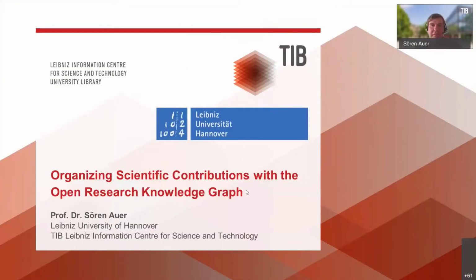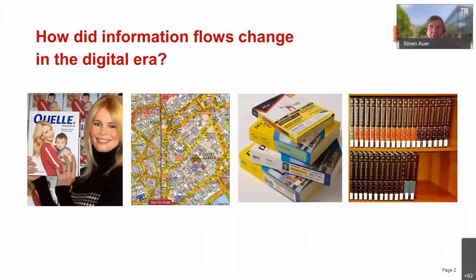So I would like to introduce a bit to you why we are working on the Open Research Knowledge Graph and why this is so important to contribute. If we look at how information flows changed in different areas, you see some examples. On the left, you have mail order catalogs, 20, 30 years ago. This was extremely popular to order products and buy things, or street maps. In order to navigate from A to B, you had to buy maps and use those maps for navigation, phone books, encyclopedias, and I guess you can name many more of these examples.